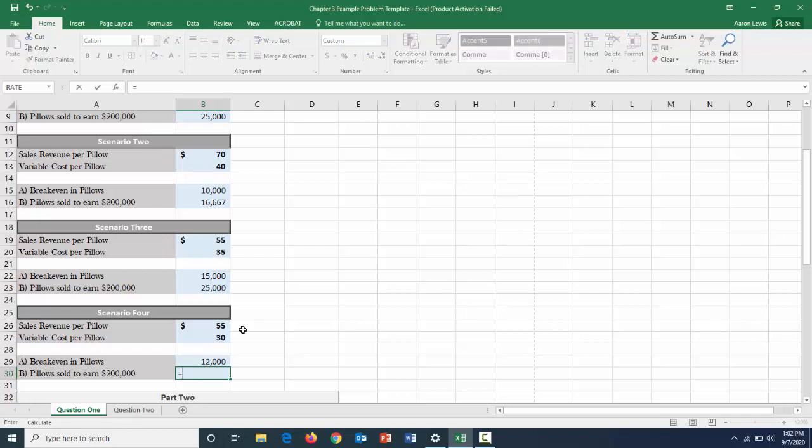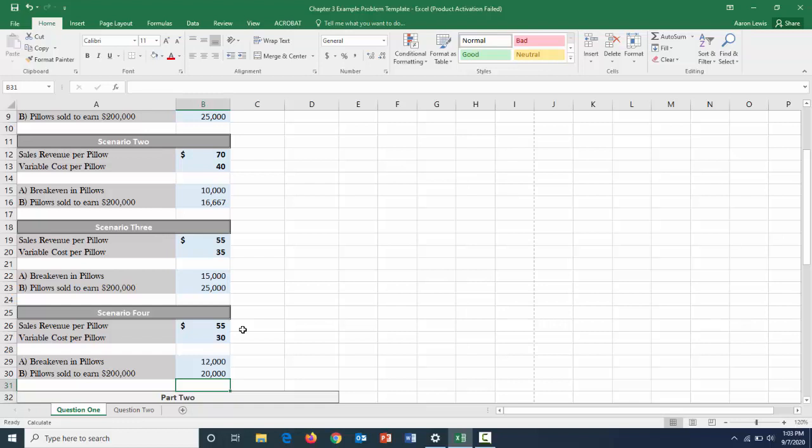Well, we need to cover our $300,000 in fixed costs plus the $200,000 in operating income, which means we're going to need 500,000 in total, and we're going to divide that by our $25 contribution margin. That's going to tell us that we're going to have to sell 20,000 pillows to earn $200,000 in operating income. So which is best?